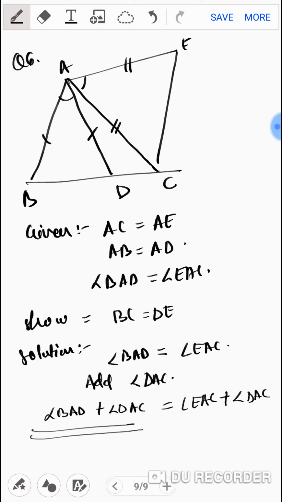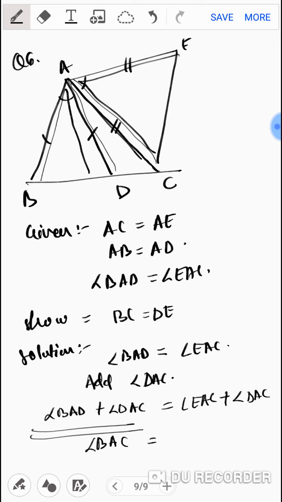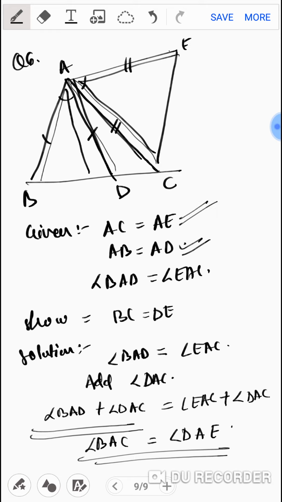Once you add this BAD and DAC, it will become angle BAC. And what about EAC and CAD? It will become EAD or DAE, whatever you pronounce it as. So this is there. Another thing, AB is equal to AD, given to you. Third reason, AC is equal to AE, given to you. So two things are already given. Yes, my dear kids. Third thing you have proved.